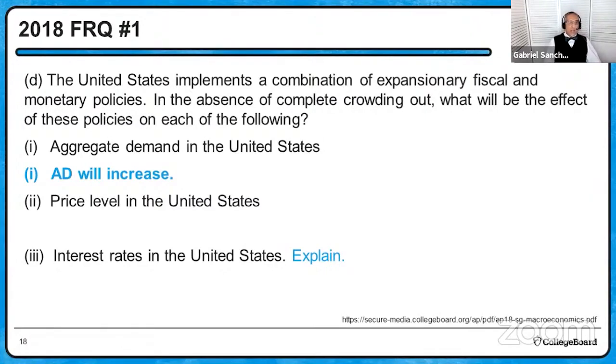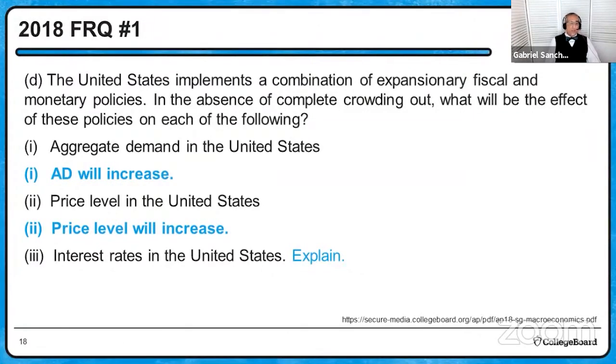In II, what will happen to price level? Well, look at your graph. If we've increased aggregate demand and shifted it to the right, what does the graph tell us? What happens to price level? Ready? Here we go. Price level has also increased, because as we increase aggregate demand and move it to the right, if you look at your graph, the price level will increase from PL1 to PL2.